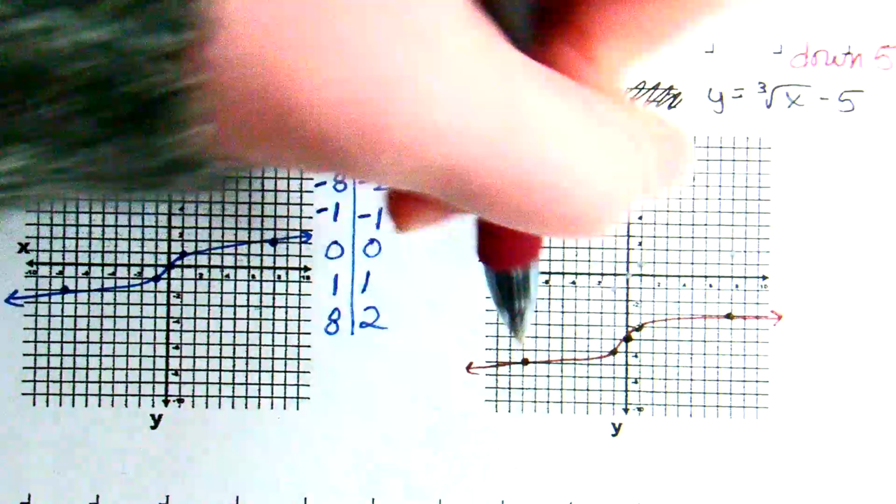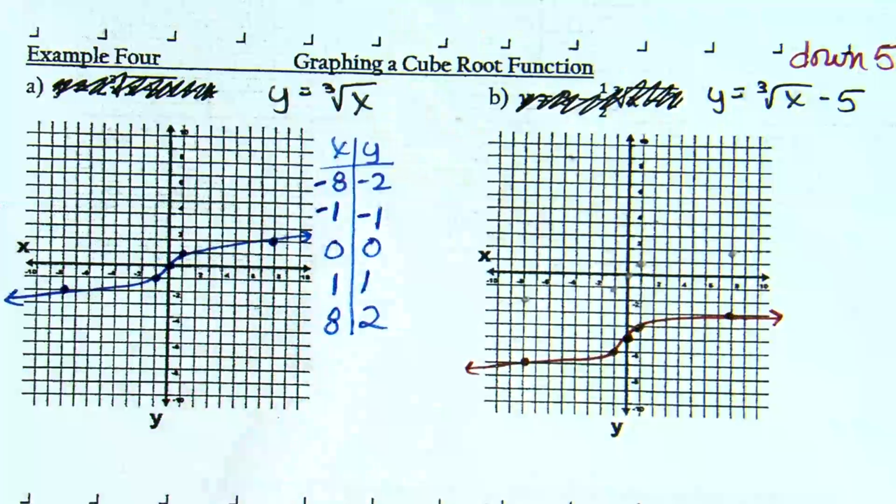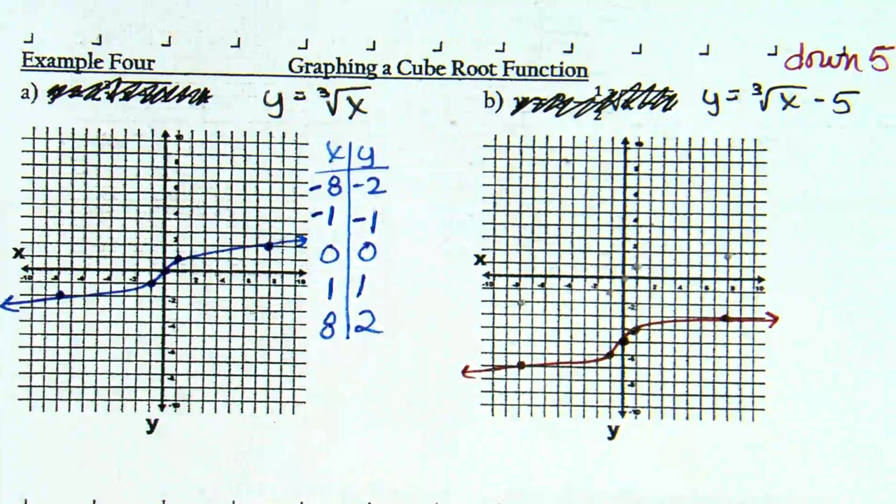Notice arrows on both ends of this one. This does extend indefinitely. We can indefinitely use positive values. We can indefinitely use negative values.